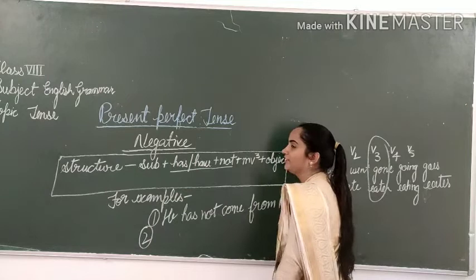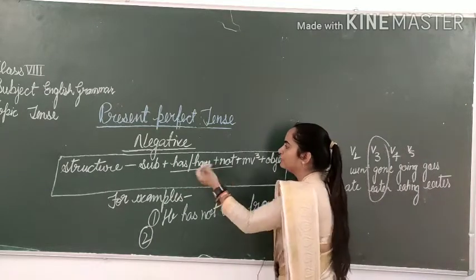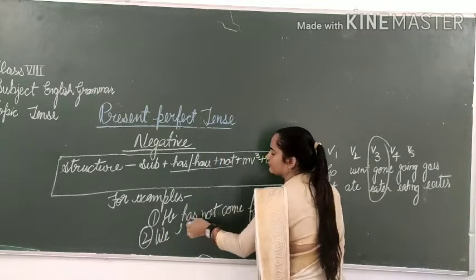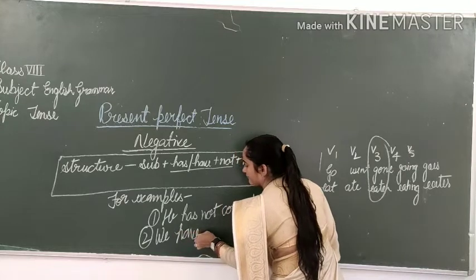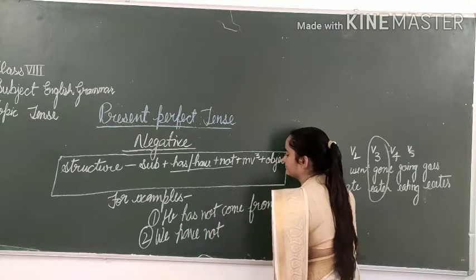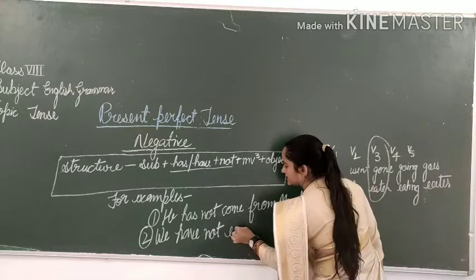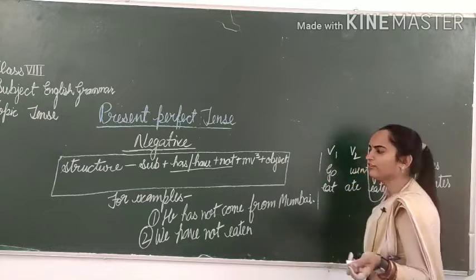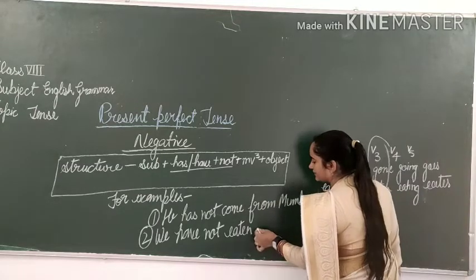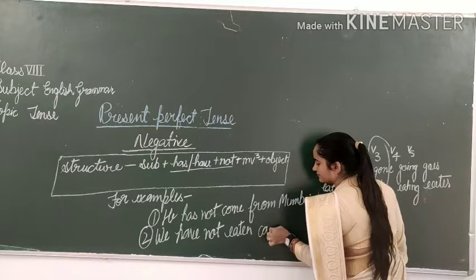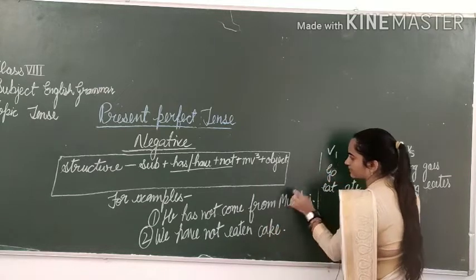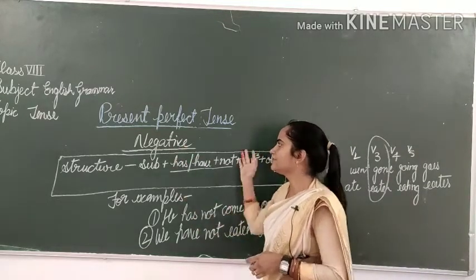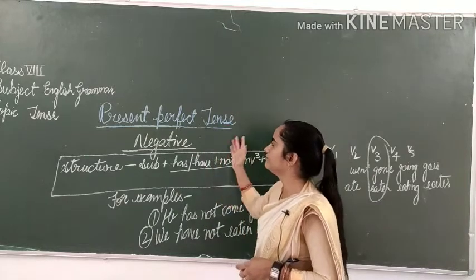Second one. Now we will take plural subject. We. Then has or have? We have. We have not eaten. We have not eaten. What not eaten? We have not eaten cake. Okay? Cake. I hope you have understood the negative structure of present perfect tense.